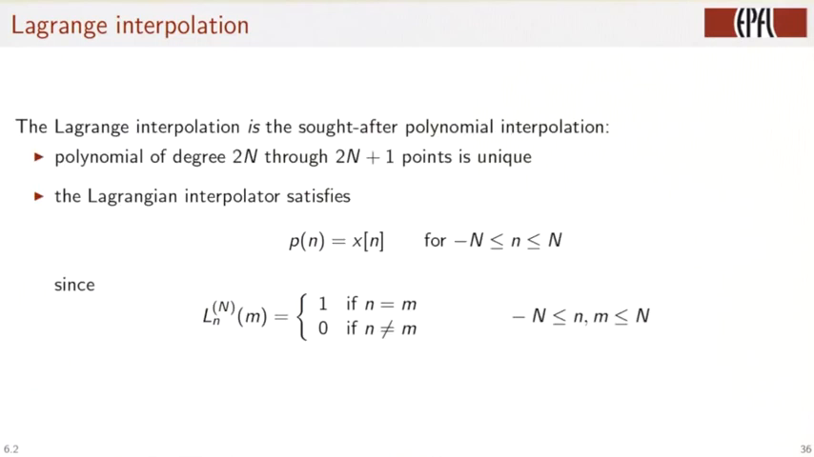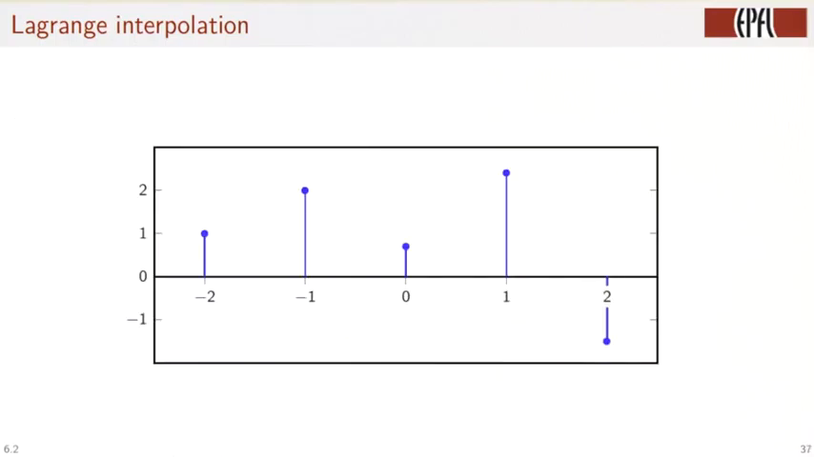Let us summarize what has been achieved. The Lagrange interpolation is what we were looking for. It's a unique solution to the interpolation problem. It satisfies P of n equal to xn because of the interpolation property of the Lagrange polynomial. Let us return to our problem of interpolating 5 samples between minus 2 and plus 2. We can now do this by writing the solution as a linear combination of Lagrange interpolators weighted by the sample values. Let's do this now.